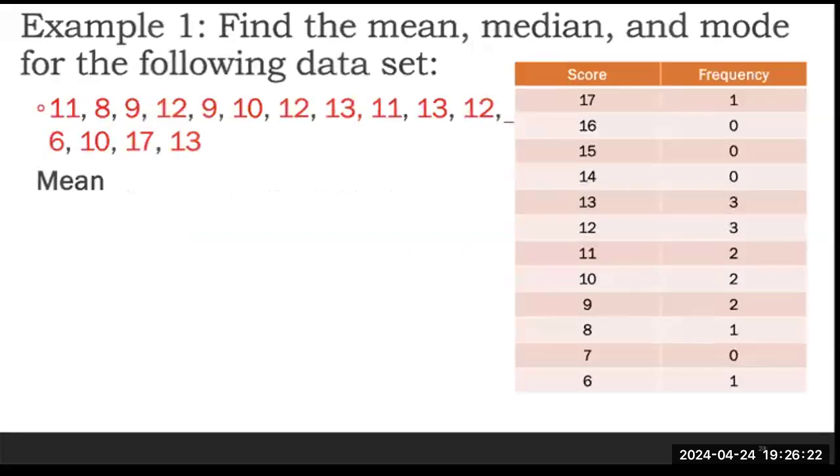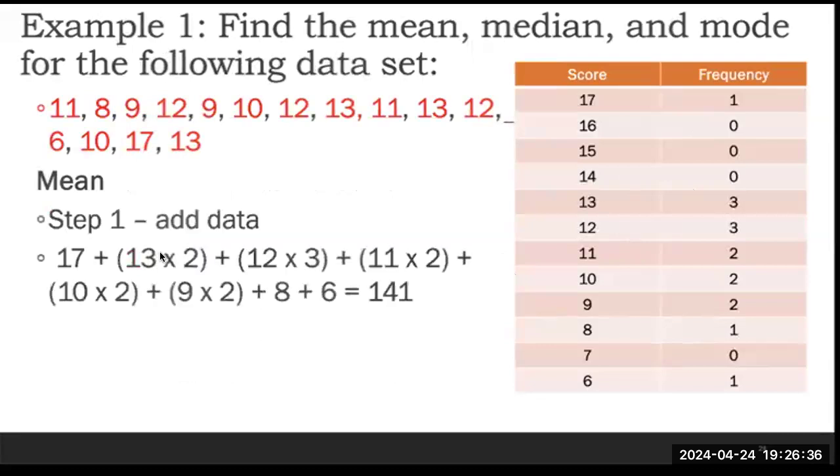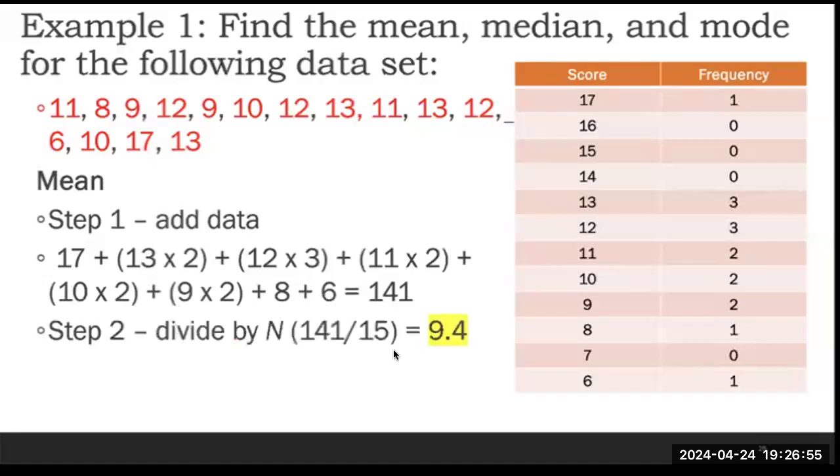So if I were to give you a data set, I might say, find the mean, median, and mode for the following set. So I would provide you the frequency distribution and the data. So remember, for mean, you would add the data, right? So we could look at the frequency table. 17, we have one value of 17. We have 2 values of 13, 3 values of 12, 2 of 11, 2 of 10, 2 of 9, 8, and 6. And you have the total of 141. And then you divide by how many. So you have 15 scores here. The mean is 9.4.